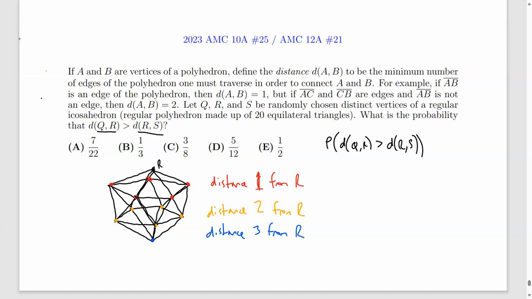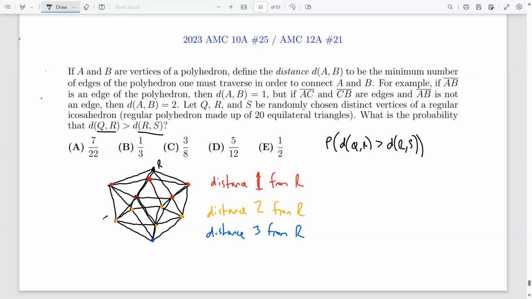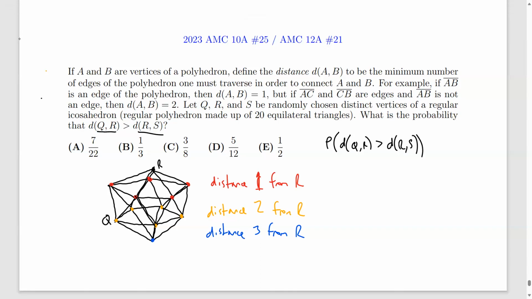First, we know that if Q is distance 1 away from R, say, this point right here, then there's no way that S can be closer to R than Q is. Because Q, R, and S are different vertices, the only possibility would be that R is equal to S. So Q cannot be one of the red vertices. Now, if Q is one of the 5 orange vertices, then S can be any of the 5 red vertices.